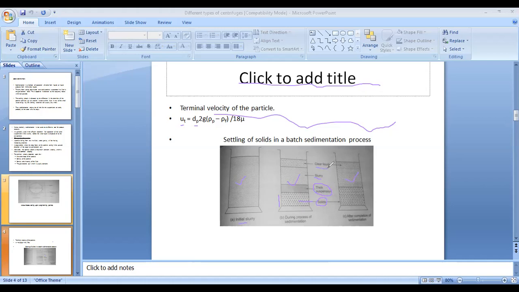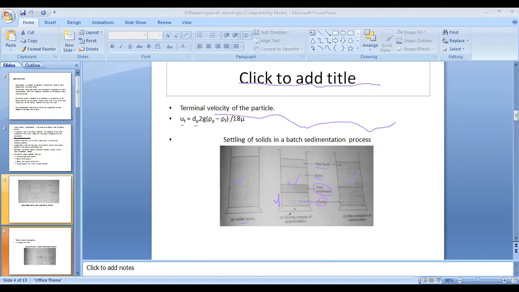During the intermediate stage of sedimentation, we can observe these zones. This one is the solid zone. The solids which have attained the terminal velocity will settle first. That means where the difference between the fluid density and the particle density is greater, those particles will settle first. The remaining will settle later. Based on that only, we can describe the sedimentation of the particles.